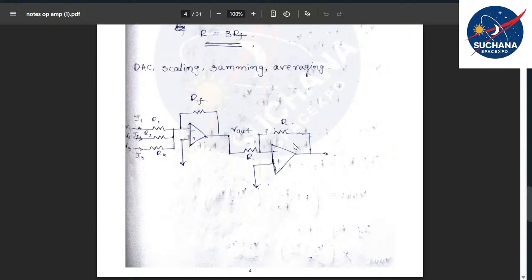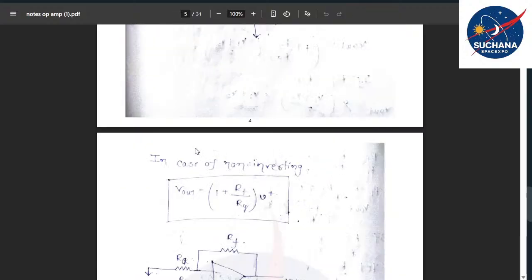Okay, and the second op-amp is responsible for the inversion. So it will be converting the negative value into the positive value. Finally, from the output of the second op-amp, you will receive the positive value, the voltage which is exactly equal to the sum of the input voltages. Okay, so this is the thing we discussed yesterday.